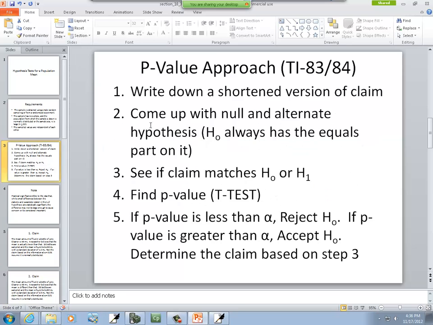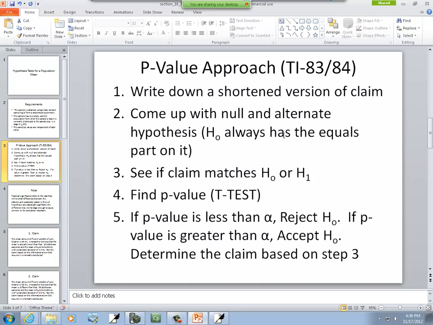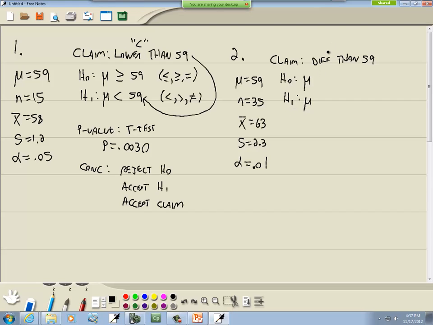Okay, let's go through our steps. Step 1. Write down a shortened version of the claim. We got that. These are mu's. Step 2. Come up with a null and alternate hypothesis. H naught always has the equals part on it. H naught is our null and H1 is our alternate. Now this symbol up here, different than, is a not equal to. And if we remember where we can put that, we can put it on H1 only. So that's where that goes. And then these are opposites of each other, so if this is not equal to, this is equal to. Step 3, see which one matches. Well, there's a not equal to here, so it matches H1.